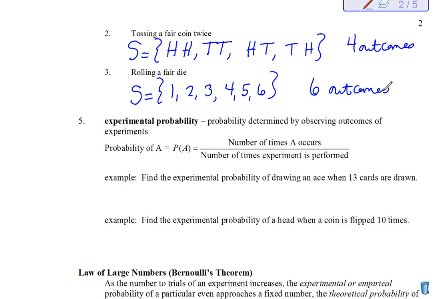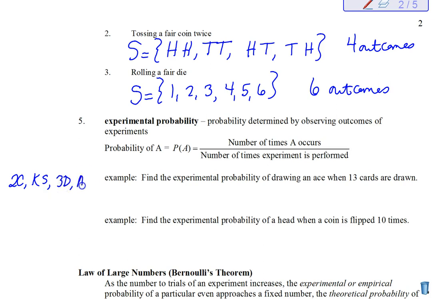So I actually have a deck of cards here. I'm going to draw 13 cards and write down what I get, and from that determine the probability of getting an ace when I draw 13 cards. All right, so here I go. The first card that I get is a 2 of clubs. Next is a king of spades. Next card is a 3 of diamonds.